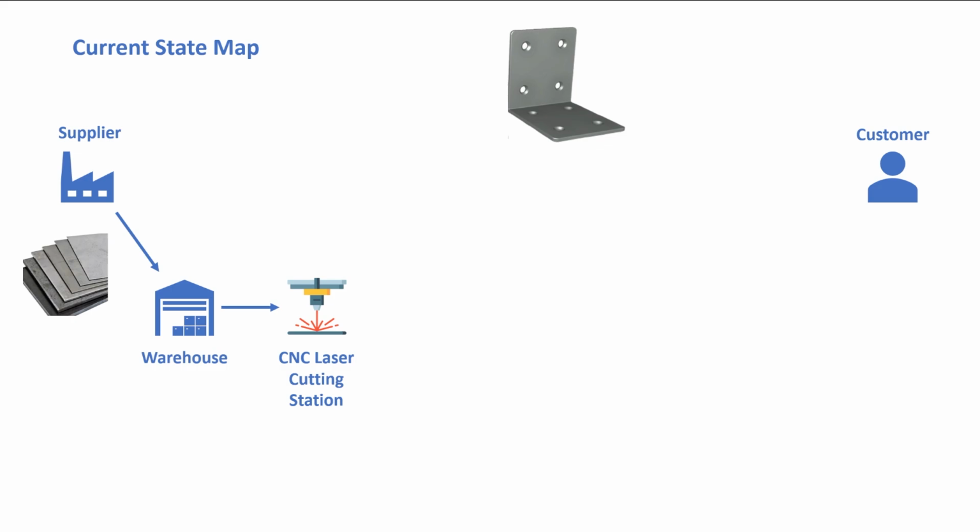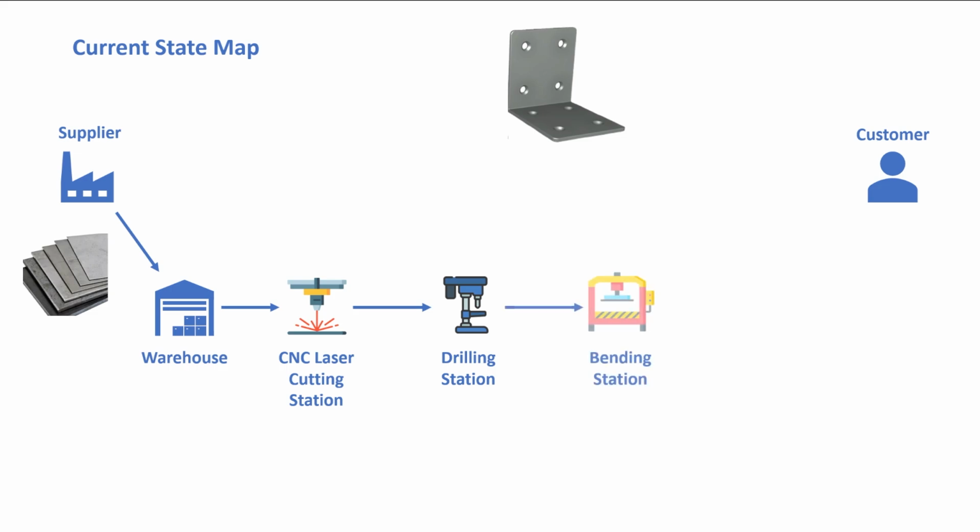From there, the rectangular pieces of metal will move to a drilling station where holes of desired size will be made in them. From there, the stock will move to a bending station where the 90-degree bend will be created to complete the bracket. Finally, the brackets will move to a packaging and storage station where they will be packed and stored in boxes. From there, the product will be dispatched to the customer.